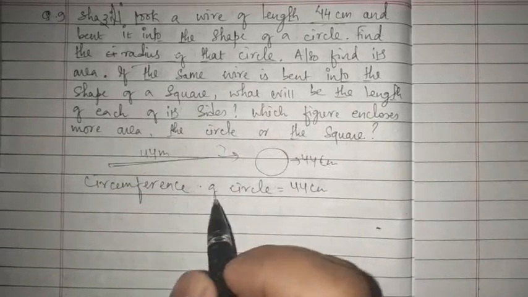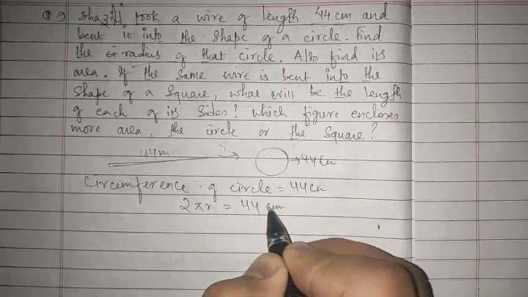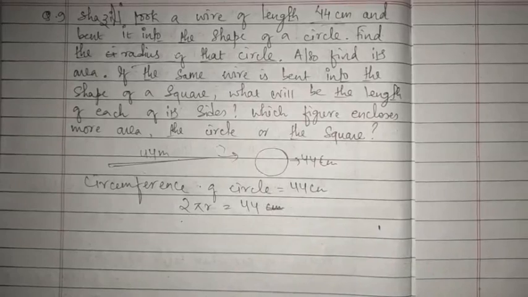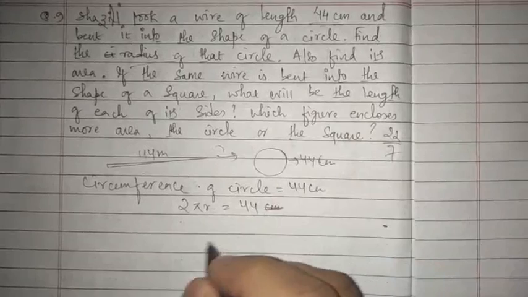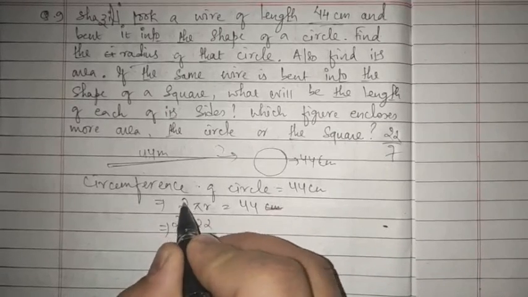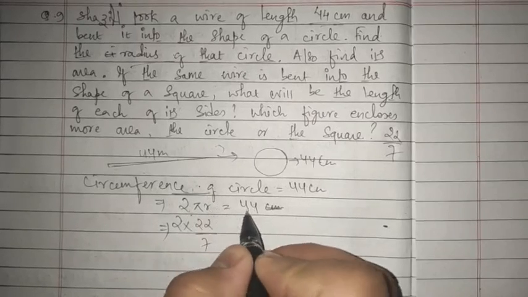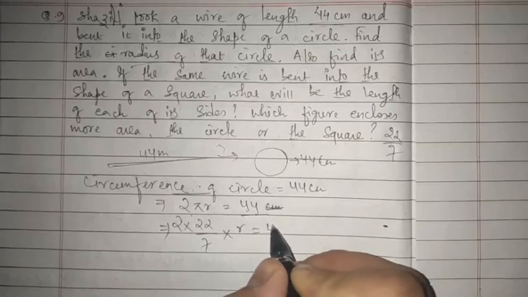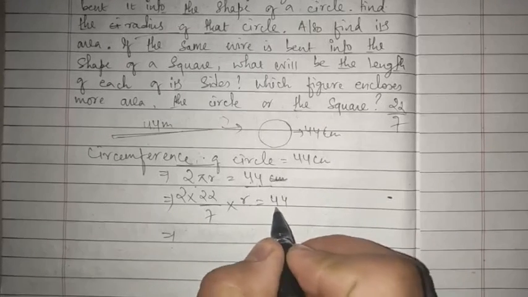So what is the formula of the circumference? 2 pi r is equal to 44 centimeter. You may not write the unit. The pi value here is given as 22 by 7, so you have to use the pi value 22 by 7. What I did here, I put the formula of circumference and wrote the value, that is the circumference given. Now you have to find the r, and the circumference given is 44.